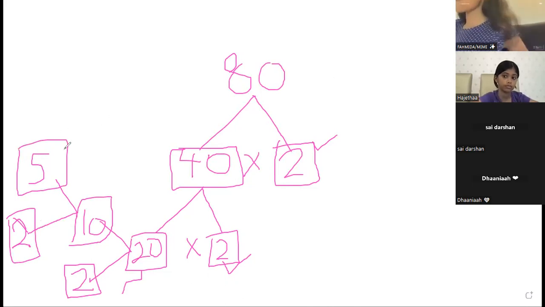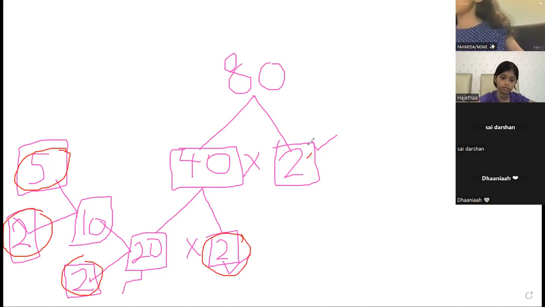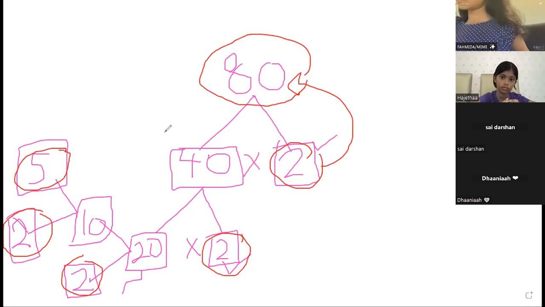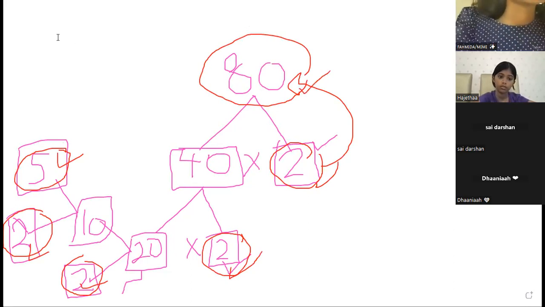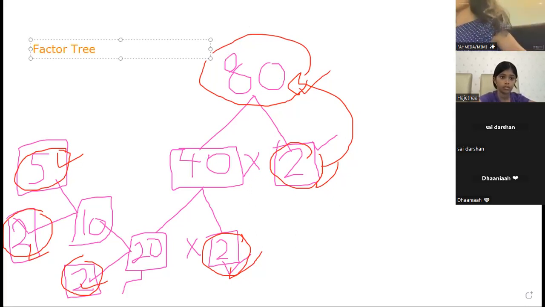So what do you have here? 5 times 2 times 2 times 2 times 2, you will get 80. If you take all these primes and multiply, you're going to get 80. And this is called, you're going to do this later in your module, a factor tree.